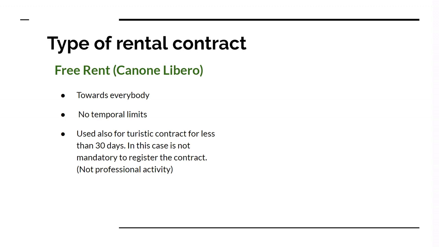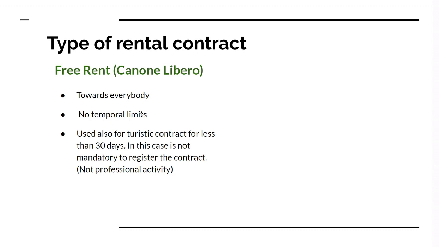In Italy we have the most general contract, which is called a free rent, canone libero. This means that you can ask as much as you want of your tenant, and you can rent your property to everybody, with no temporal limits. It can be done among everybody, like company towards private, privates towards companies. There are no temporal limits, so you can stay for 10 years or 20 years. There is no real limit.